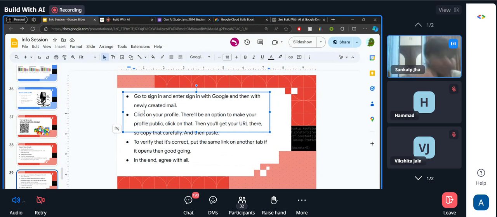Then once you have done this, click on your profile. There will be an option to make your profile public. Make sure your profile is public. And again, emphasizing, your profile must be public. We don't want your private profile. Once that is done, click on your profile URL, copy it, and you have to paste it over here.